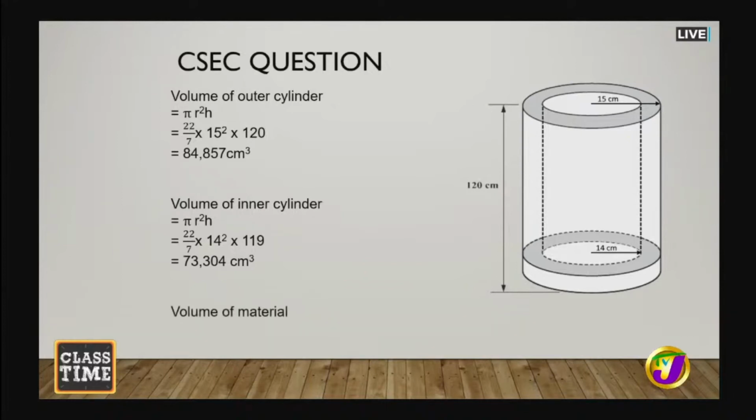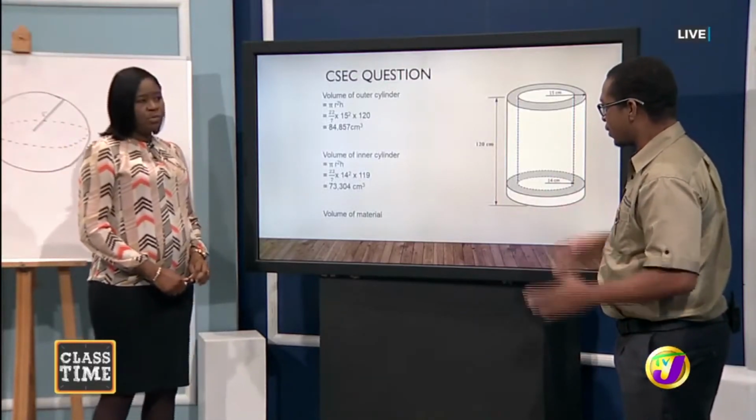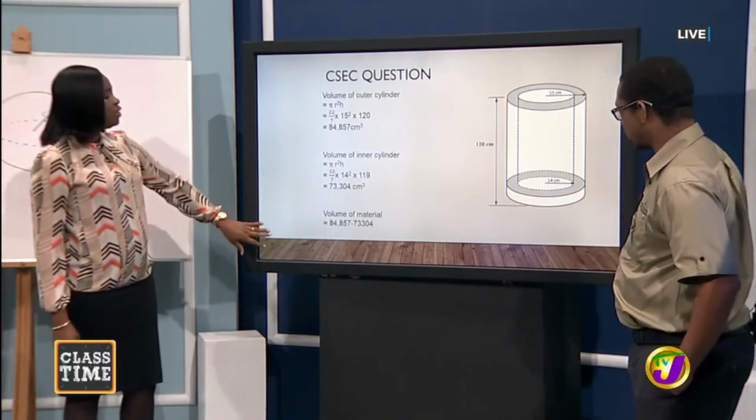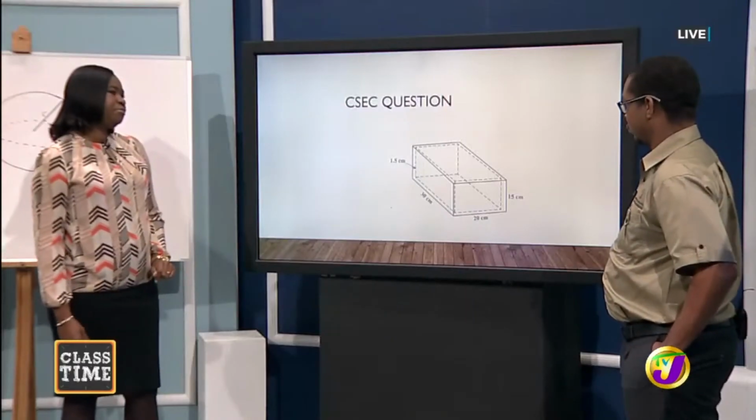So, the volume of the material needed? Well, I'm thinking in this case we're taking out the inner cylinder in order to find what is left for the material. So we wouldn't be adding in this case, it would have to be a subtraction. When we subtract the two volumes, we get a difference of 11,553 cubic centimeters.